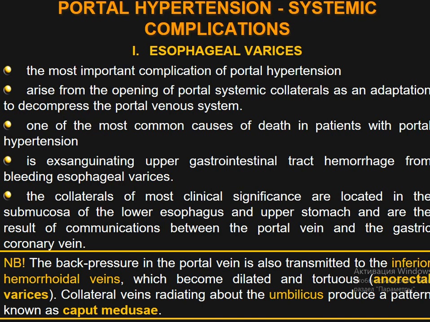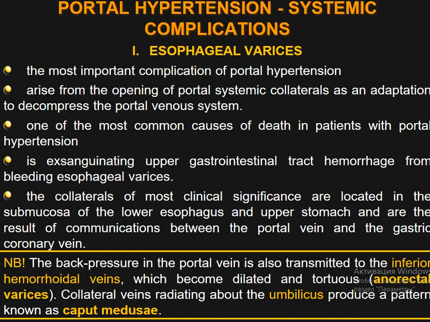The collaterals of most clinical significance are located in the submucosal layer of the lower esophagus and upper stomach, and are the result of communications between the portal vein and the gastric coronary vein.